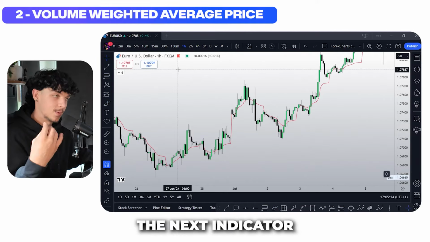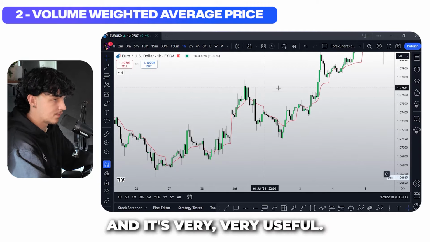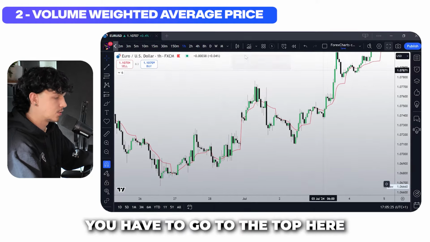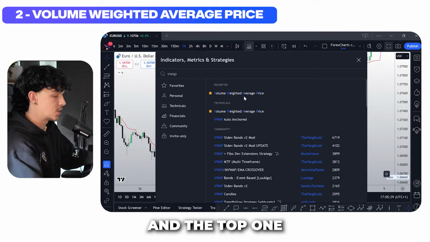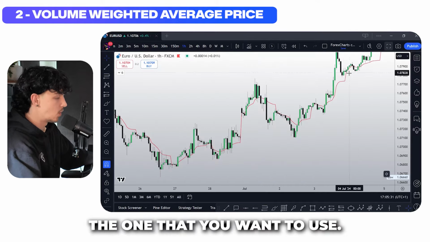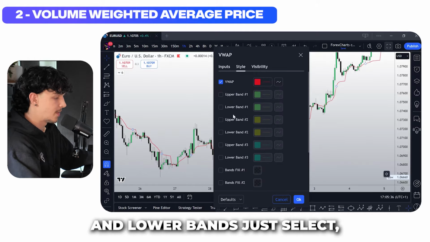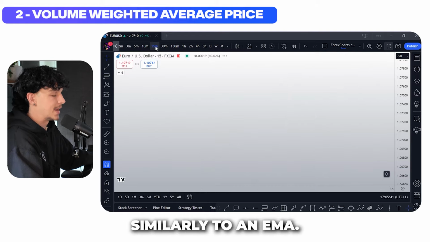The next indicator that we can go through is volume weighted average price. This is the VWAP, and it's very, very useful. You guys can see this on my screen currently. Again, you have to go to the top here and just type in VWAP, and the top one that comes up will be the one that you want to use. Usually this one comes with all these upper bands and lower bands. Just select VWAP, get rid of the rest, and you're going to use this similarly to an EMA.